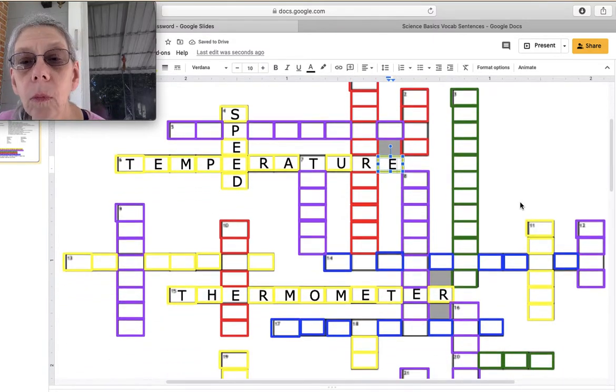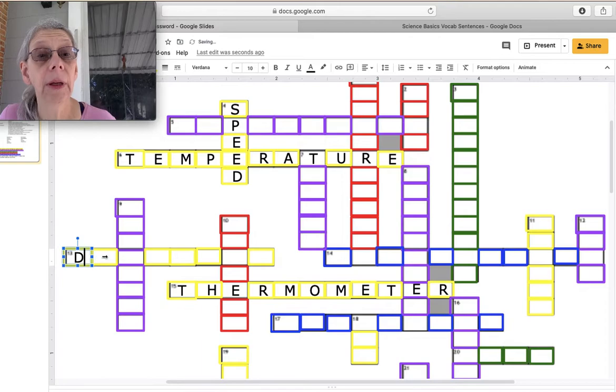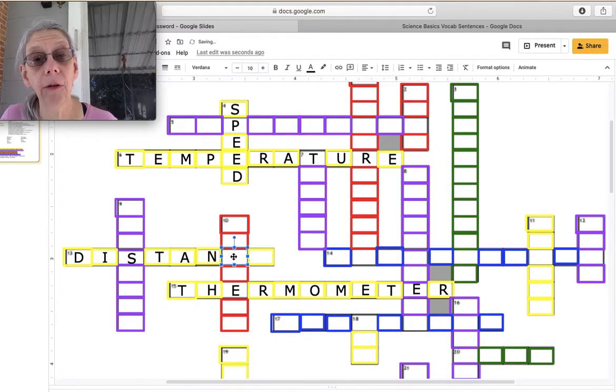Okay, got another couple yellow words here. Let's go with 13 across. The measurement of how far apart 2 points are. That's distance. Okay, just click and type like I showed you last week.